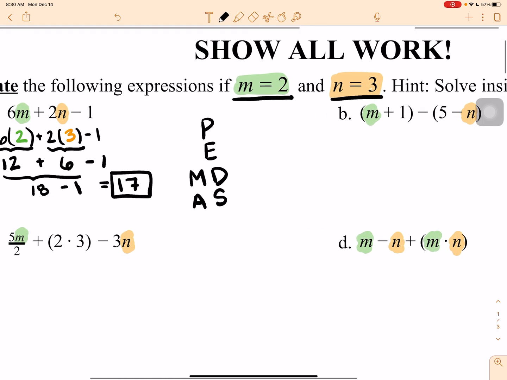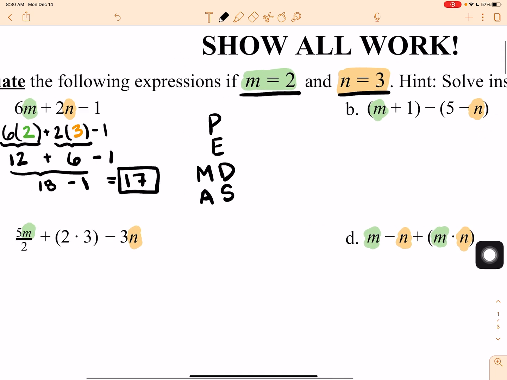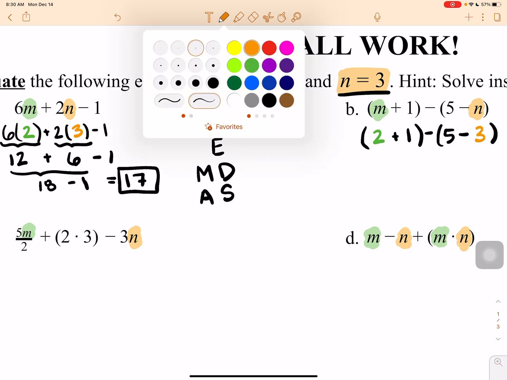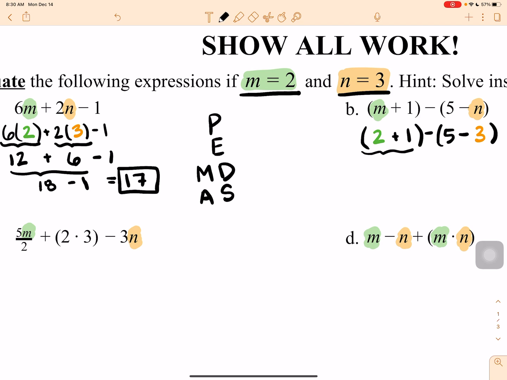All right, so now for this one here, same idea. I'm leaving a blank spot for my m's and n's so I can change my color a little easier here. My m is 2, my n is 3, okay? So 2 plus 1, I'm going to simplify inside my parentheses first. 2 plus 1 is 3, minus 5 minus 3 is 2, and now 3 minus 2 is 1. So there's that one.